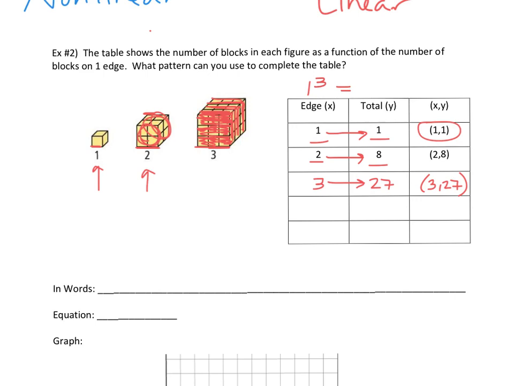1 times 1 times 1 is 1. If I take 2 and I cube it, that's 2 times 2 times 2, which is 8. If I take 3 and I cube it, 3 times 3 is 9, times 3 is 27. So I get this. Okay, so if we finish this chart, 4 and 5, anyone know what 4 times 4 times 4 is? I don't expect you to know that off the top of your head.